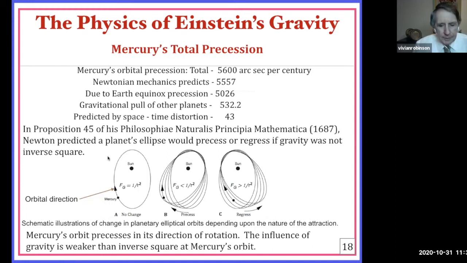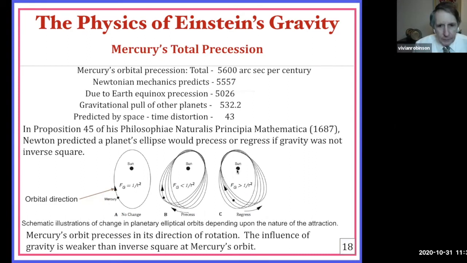Newton also predicted that all planets would describe an ellipse as they traveled around the sun. If gravity was less than inverse square, it would precess in the direction of travel. And as I explained earlier, the reason for that is quite simple: when gravity is weaker than inverse square, it travels a little bit further away. It has a little bit further to travel to get back to, to go from perihelion position to perihelion position. It precesses.